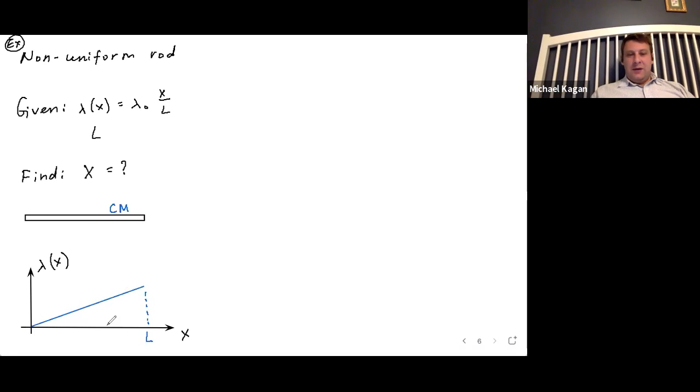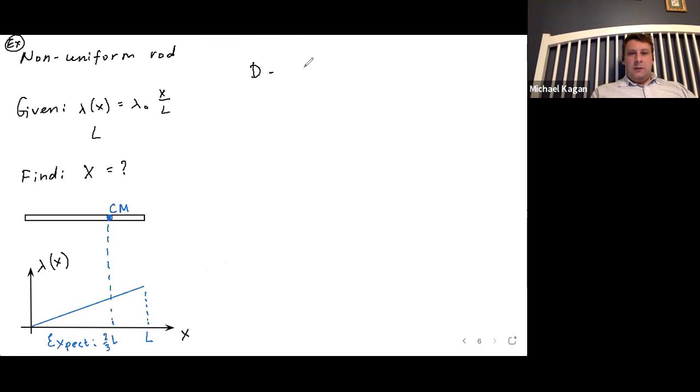Look, the height doesn't really matter because this is just the function lambda. But lengthwise, yes, this is 2/3 L. Okay, this is what we expect. And then let's do the integral and see if our expectation comes true.